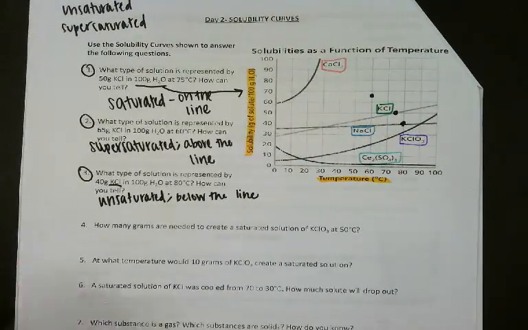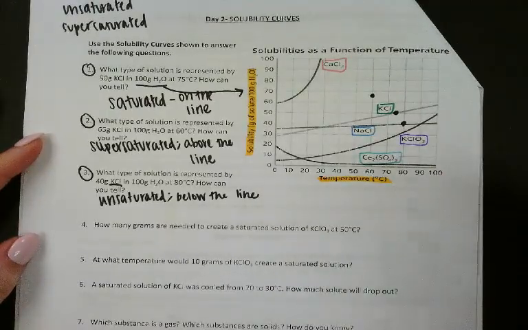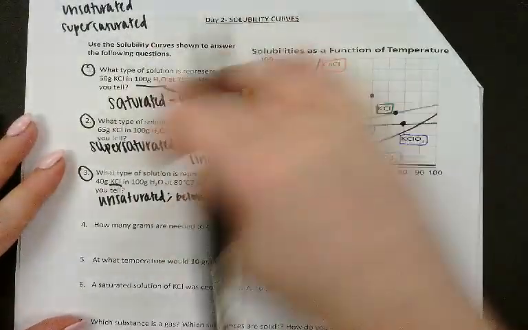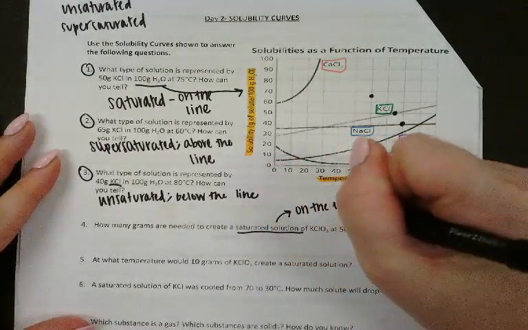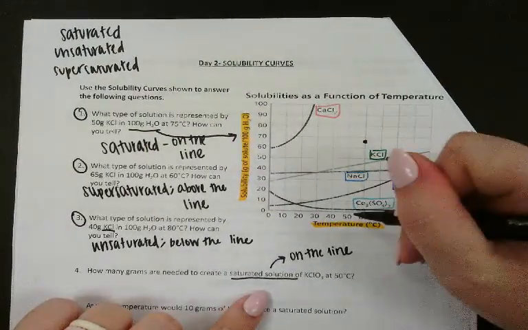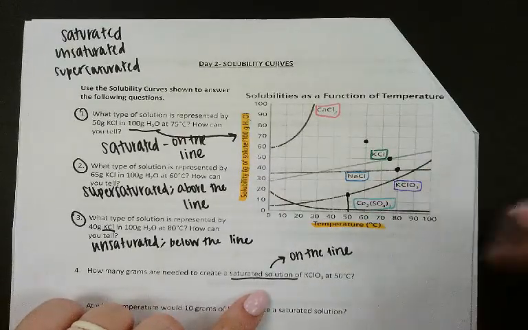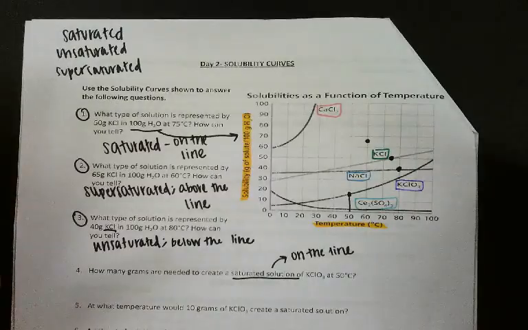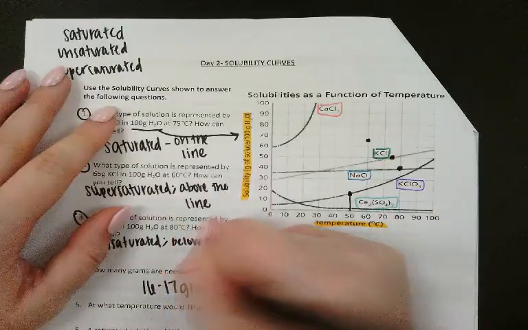All right. Number 4 says, how many grams are needed to create a saturated solution of KClO3 at 50 degrees Celsius? So again, if we want something that is saturated, we need it to be on the line. Okay, and we are referencing KClO3. So I'm going to go to 50 degrees Celsius, and I'm just going to go all the way up until I reach the line for KClO3. When I'm looking at this, there is going to be a rough estimate, okay? I would say anywhere between 16 to 17 grams, okay?